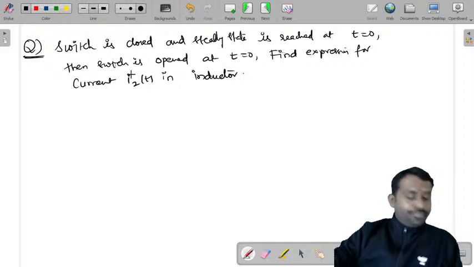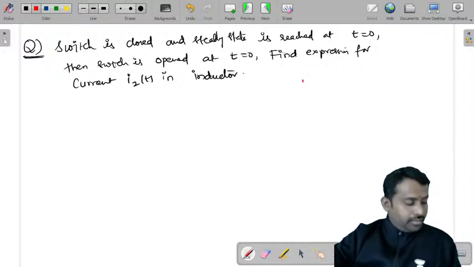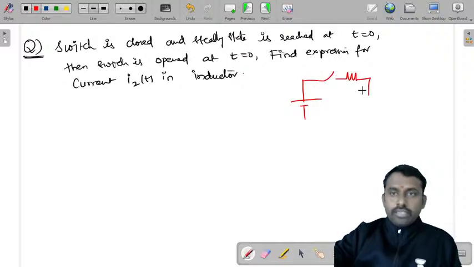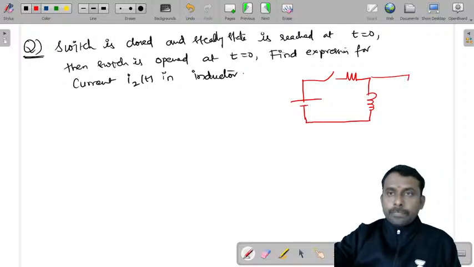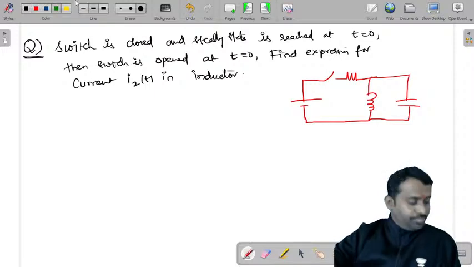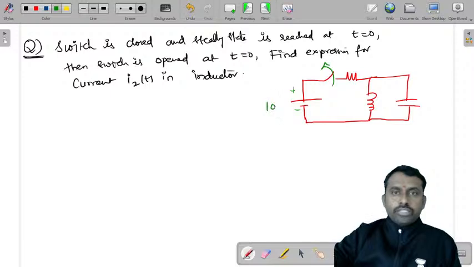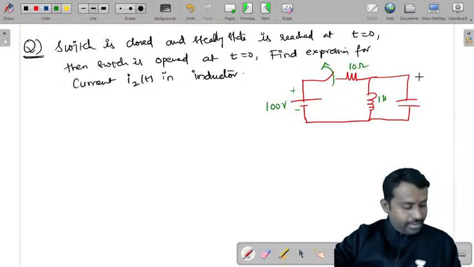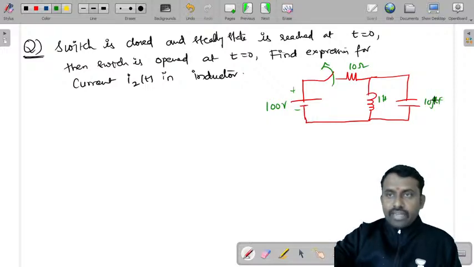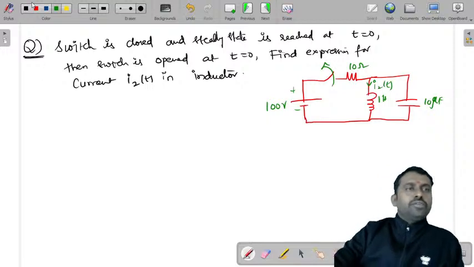This is the question. Then the circuit is given something like this. You have a source, resistor, inductor, and a capacitor. So these values, this is opened. This is 100 volts, 10 ohms, 1 Henry, and 10 microfarad. This current is given as I2 of t. So let's try to solve this one.